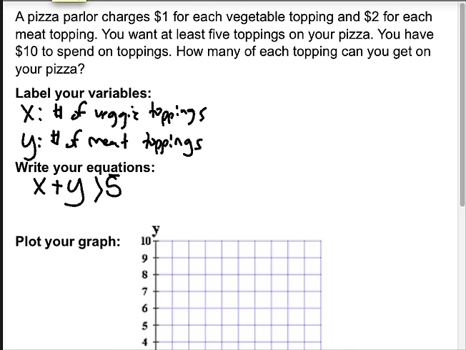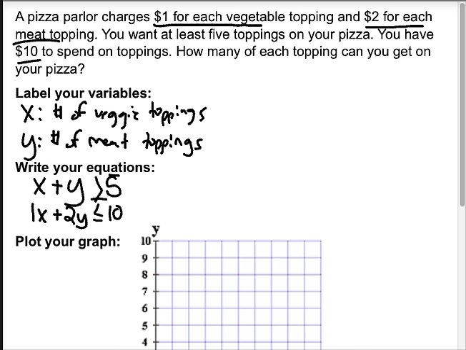Now the other part of the information is $1 for each vegetable, $2 for each meat topping, and we only have $10 to spend. So again, how much does each cost? Well, the price times how many you're getting, but we want less than or equal to $10. So with these 5 toppings, we want to spend at most $10.